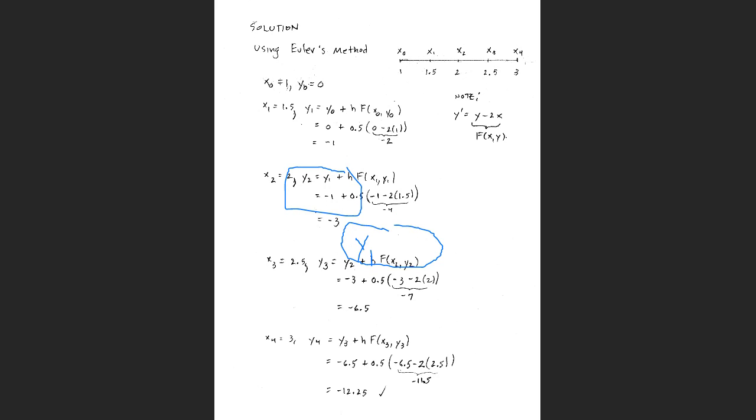Now, by Euler's method, y of 3 is approximately negative 12.25. And I note that in differential equations, you will learn that the solution to this differential equation, y prime equals y minus 2x, is actually y equals negative 4 over e times e to the x plus 2x plus 2. You'll learn that if you take differential equations.